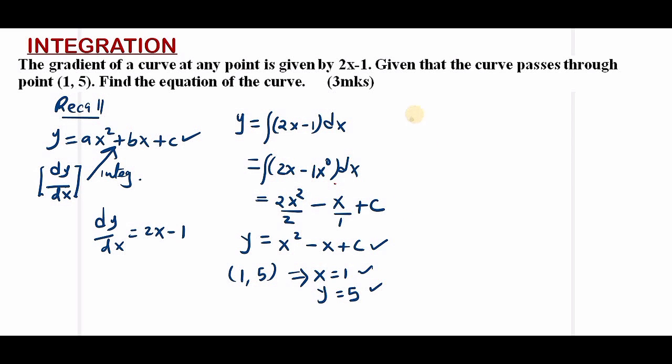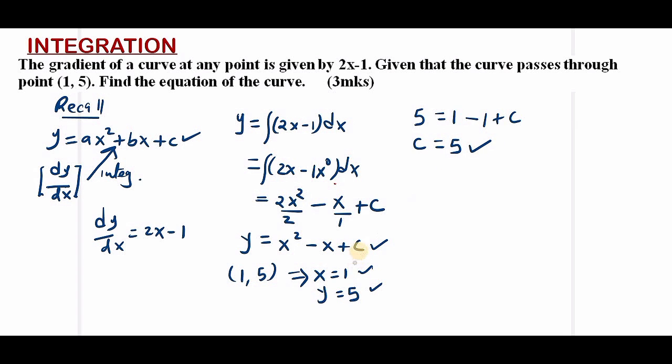Therefore, we are going to have, in place of y, 5, and in place of x, we substitute 1. So we have 1 squared, that is 1. Remember, we are substituting here. So 1 squared is 1, minus x for 1, that is 1, and then plus c. 1 minus 1 is 0, and therefore c is 5. c is equal to 5.